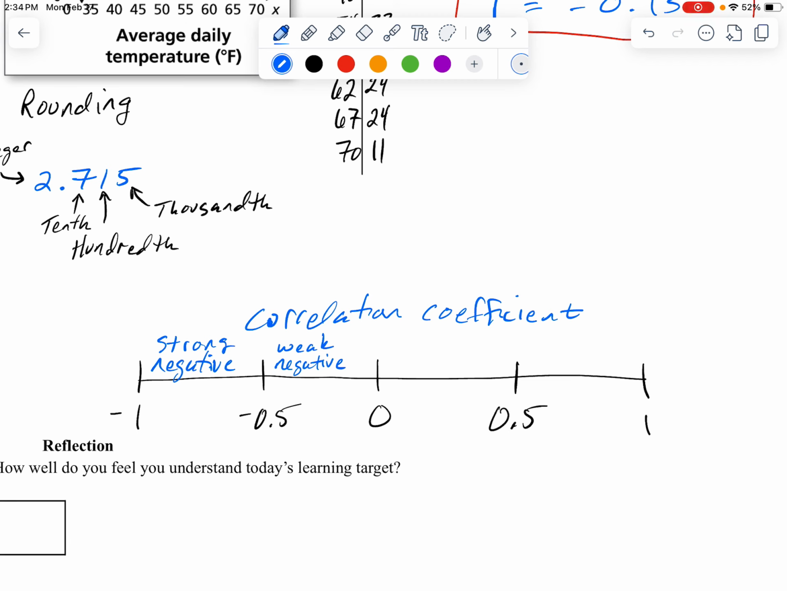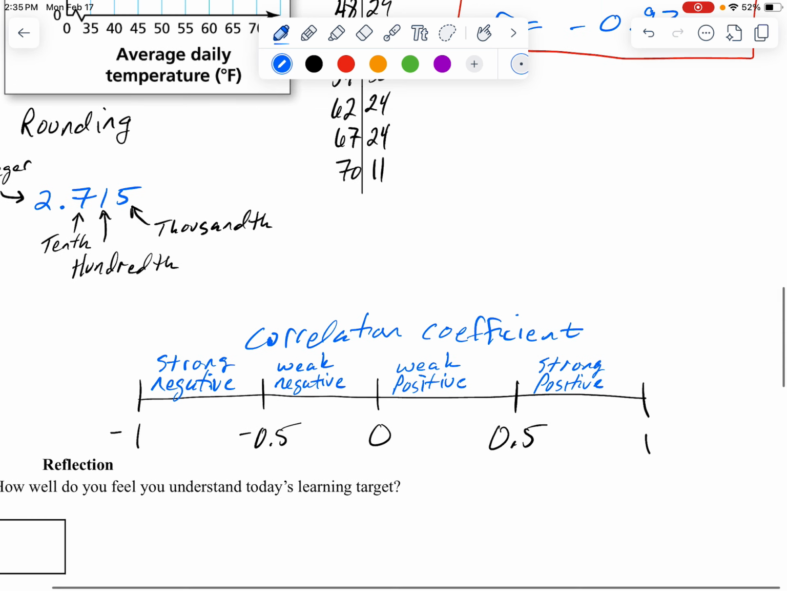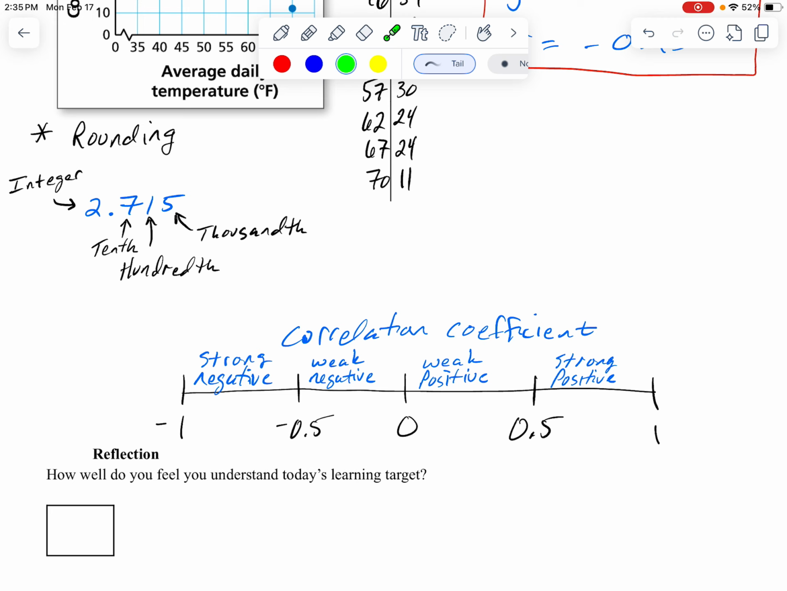And you can probably guess on the other side, this would be strong positive correlation, and this would be a weak positive correlation. So in other words, if we had a correlation coefficient up here near +1, that means our line fits our data really well. And then it's going like this, right? Positive correlations look like that. And if they're strong, that means that our data is nice and close to our line and it fits it very well.